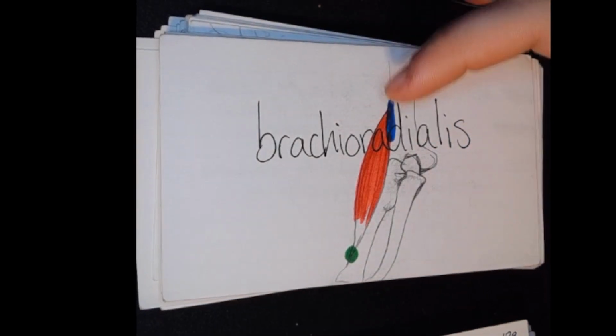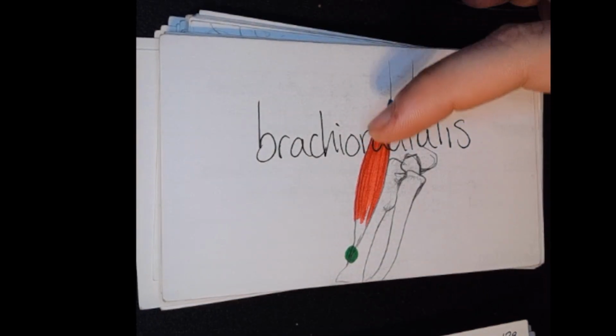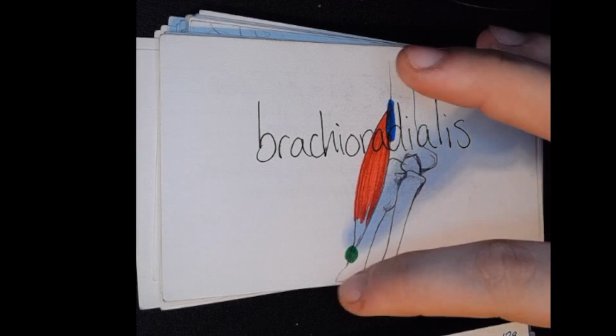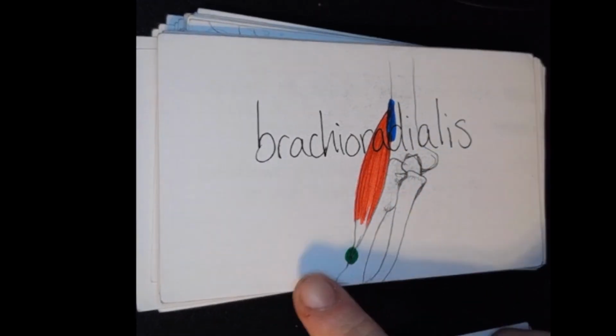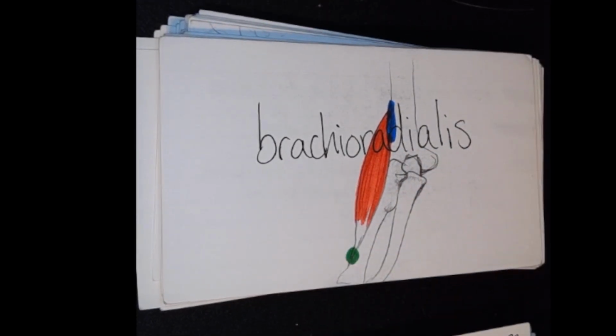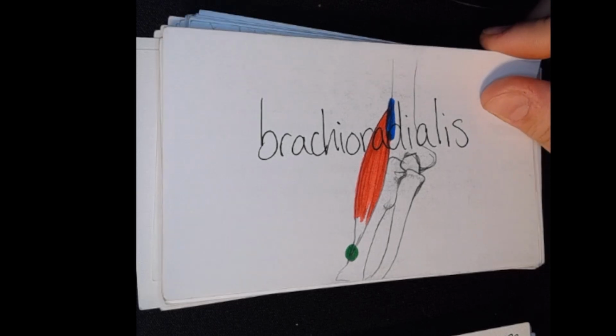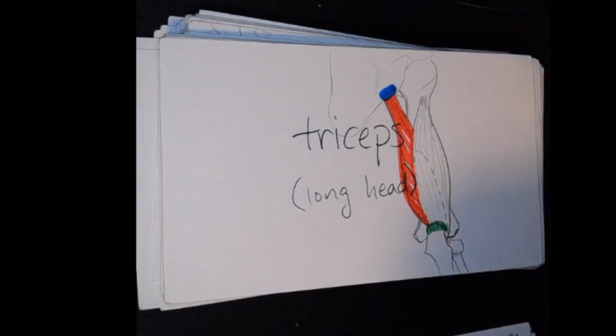Brachioradialis. Origin: lateral supracondylar ridge. Insertion: radial styloid process. Action: elbow flexion, and indirectly contributes to radio-ulnar pronation or supination to return the hand to neutral position. Innervation: radial nerve.